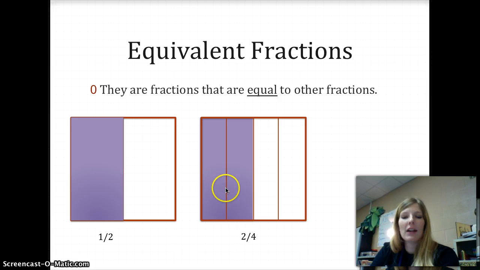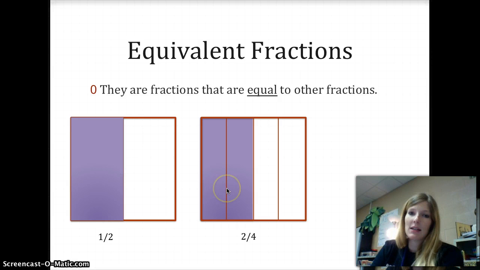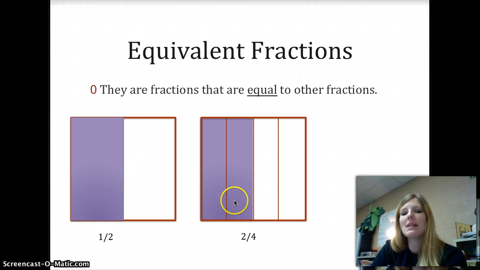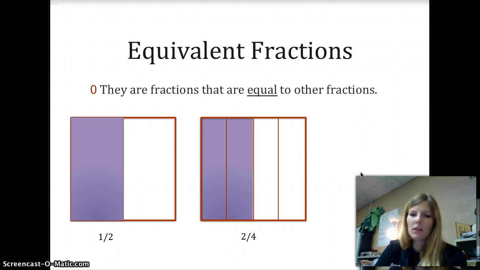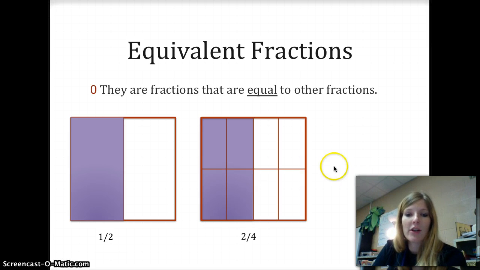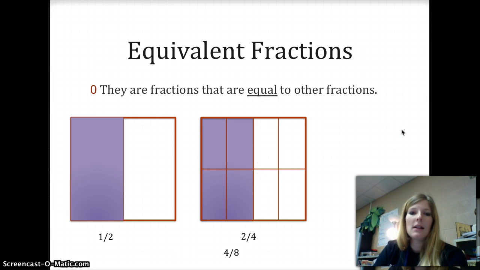So these fractions are equivalent because they are equal. I didn't shade it any more or any less. All I'm doing is splitting the pieces a little bit smaller. So if I split the pieces even a little bit smaller, with this fraction, now I have 1, 2, 3, 4, 5, 6, 7, 8. My fraction becomes 4 out of 8 pieces shaded in.